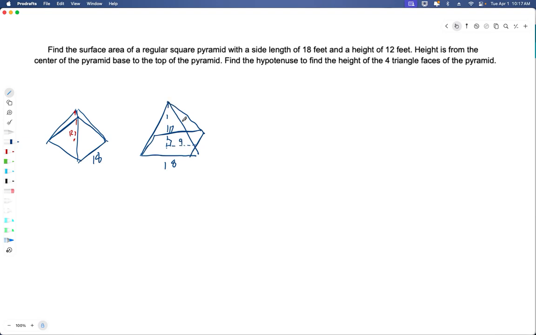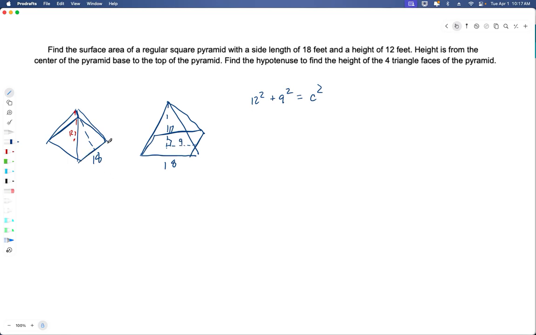So the height of your triangle here, the height of the face of the triangle is going to be the hypotenuse of 12 and 9. So 12 squared plus 9 squared is equal to c squared, which is going to be the height of this triangle, 18, and the height of the triangle is there. Okay, so we would have 4 of those, 4 triangles.